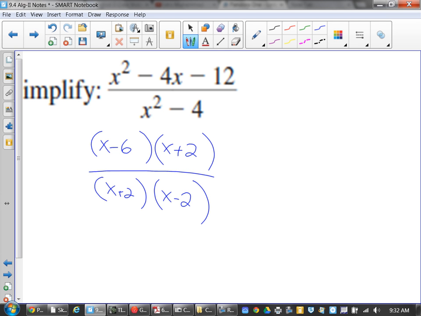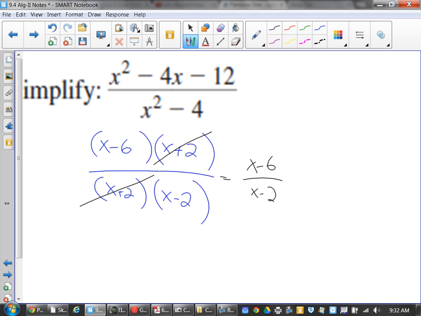So now when you go through this, notice how I have separate terms. Terms are being multiplied together. When your terms are being multiplied together, that is the only time when you can cross them off. Now when you are done, your answer is x minus 6 over x minus 2. You cannot do anything else. I cannot cross out the x's, and I cannot say it's negative 6 divided by negative 2 and get 3. That is wrong.